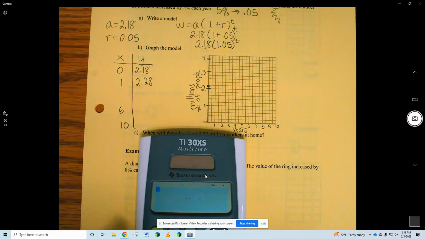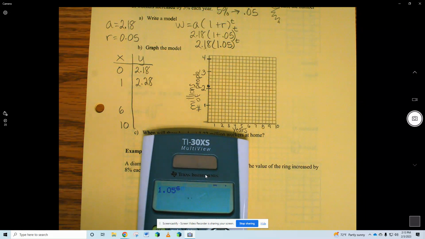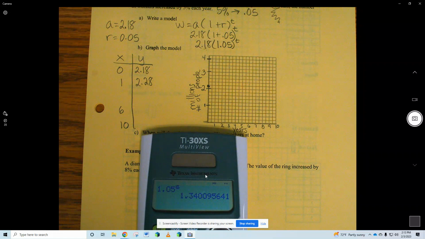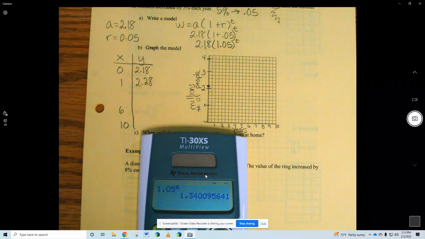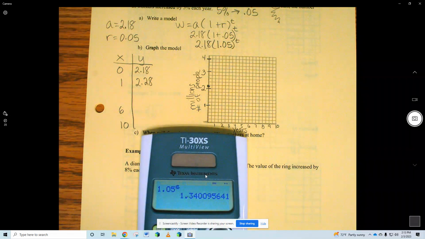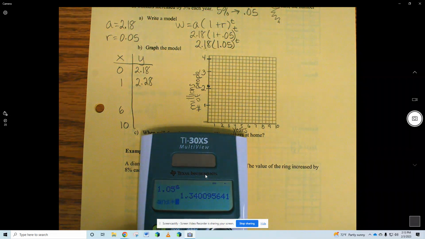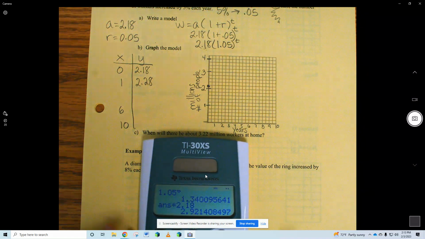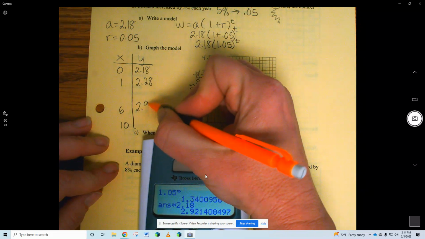Let's do 6. 1.05 to the 6th power. And then multiply it by 2.18. You don't want to round because we're talking about people. So you can't like round people. Okay. Times, so that's my parentheses, times 2.18. 2.92. And I'll just do that.